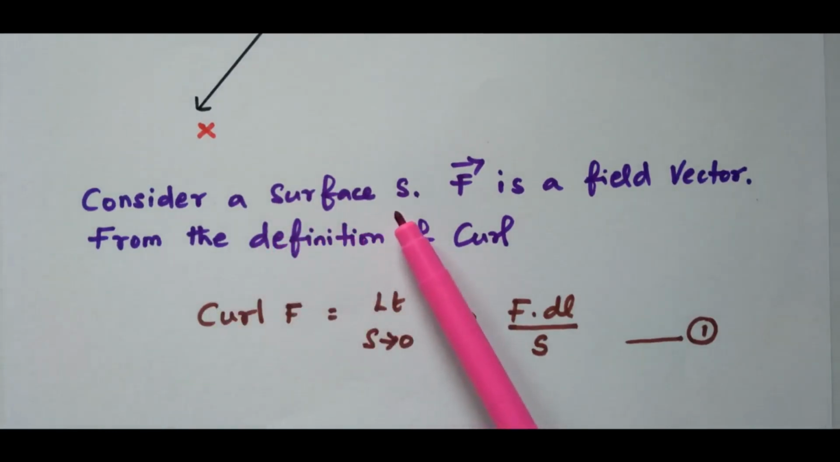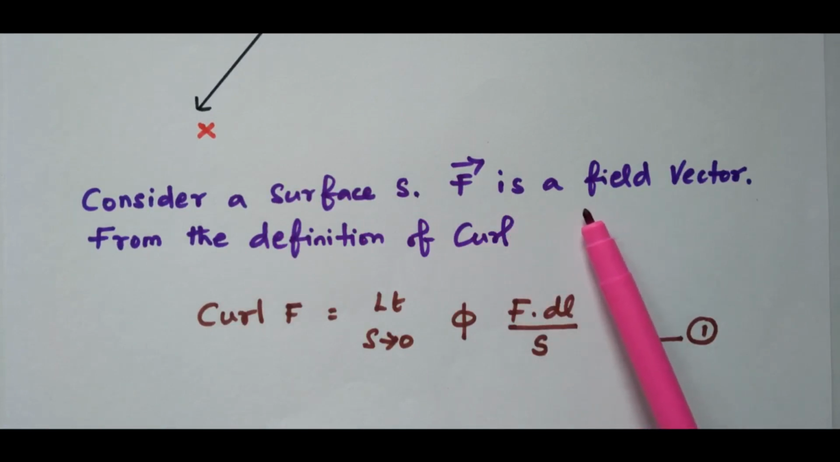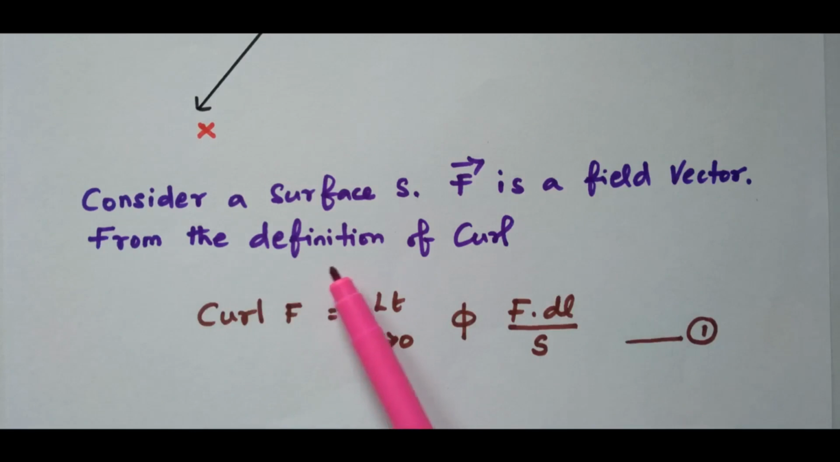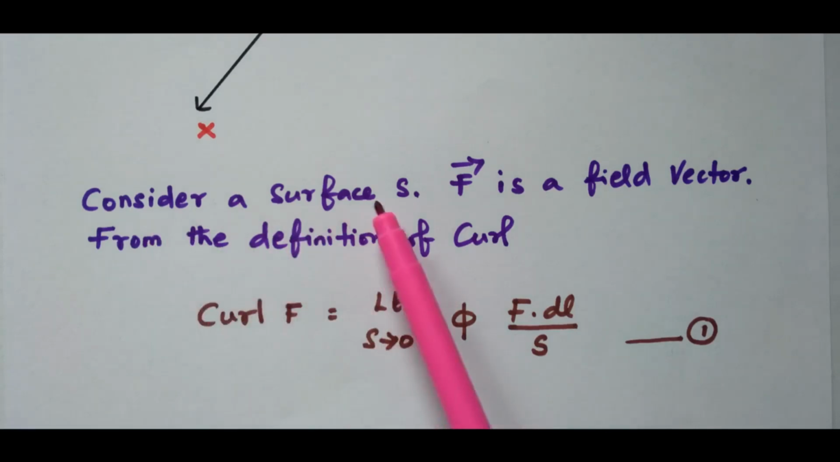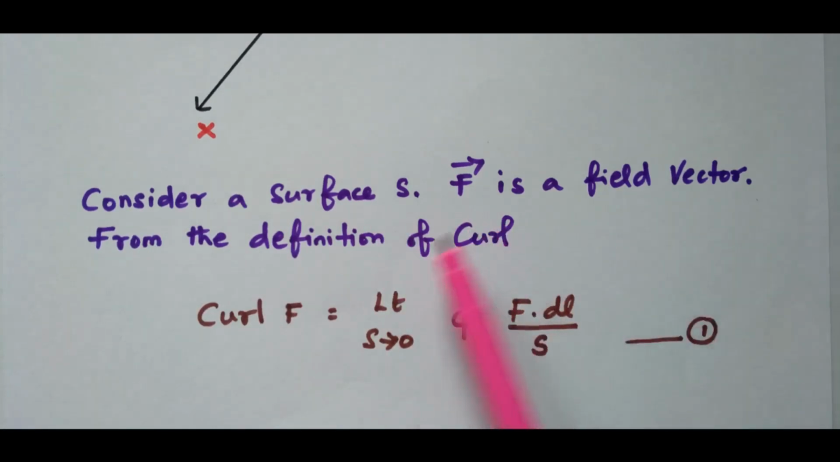Consider a surface S. F vector is a field vector, so we consider one field vector. From the definition of the curl, the curl of F is equal to the limit as S tends to 0 of the closed line integral of F dot dl divided by S. So this is the definition of the curl. Now we consider one surface that is split into so many elements, and F is the vector. Take this equation as number 1.